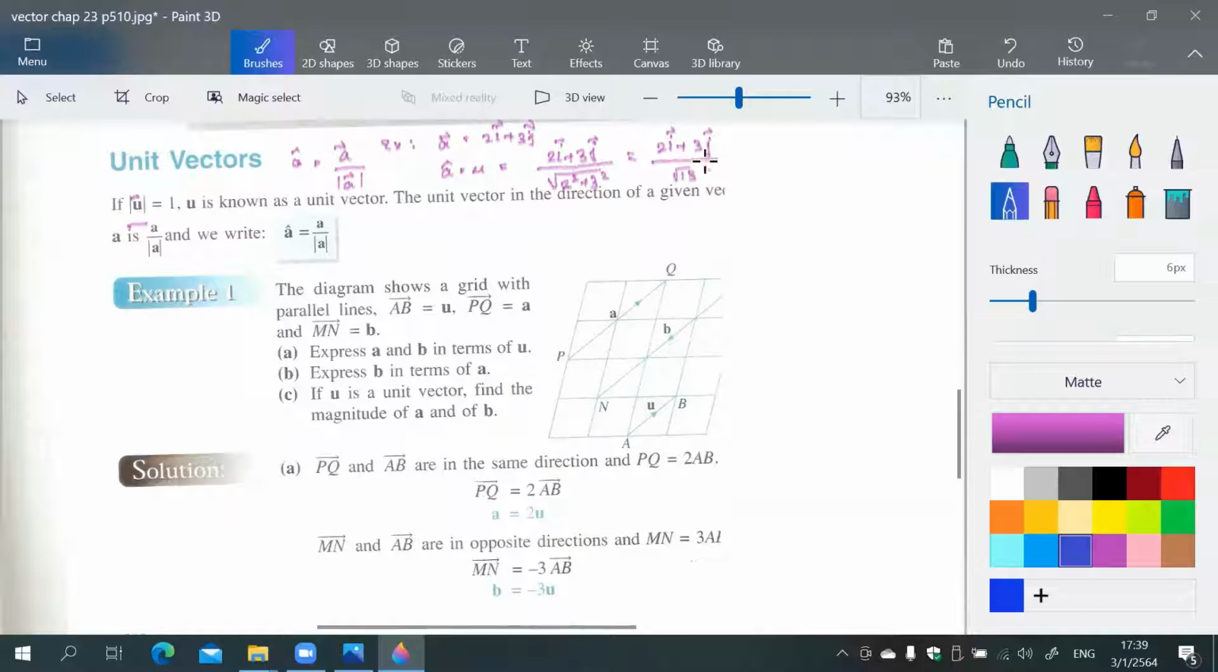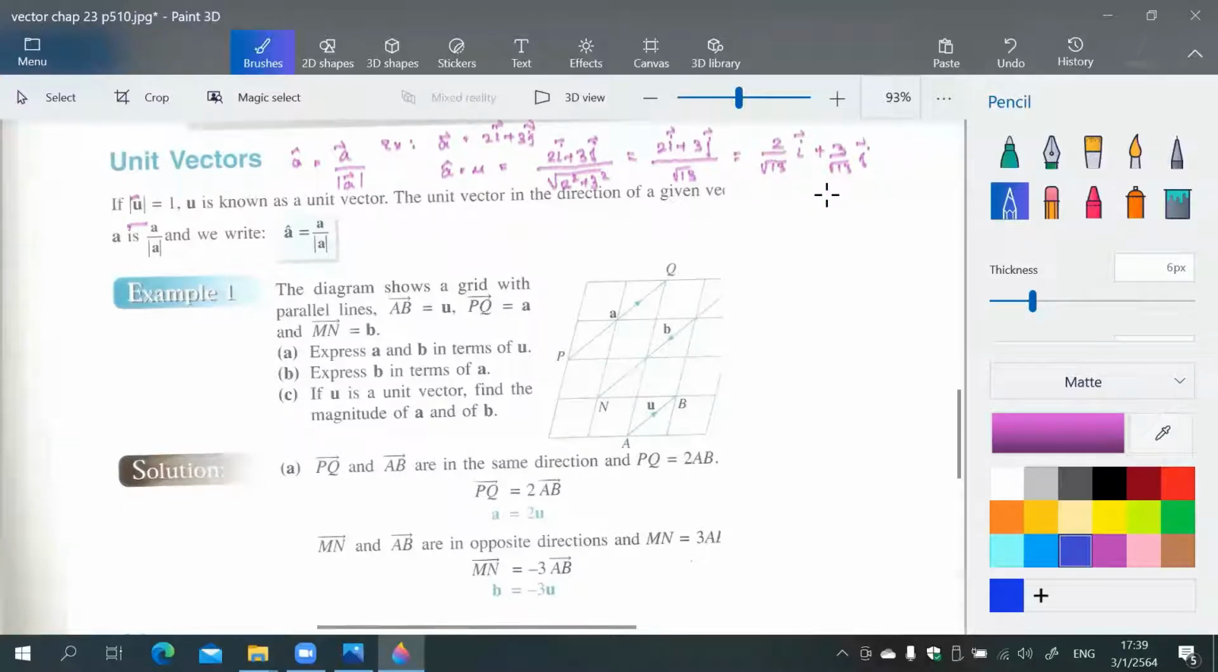Then you can leave this answer, or you can write it as 2 over square root 13 vector i, plus 3 over square root 13 vector j. So this is the final answer for the unit vector of vector A, or the unit vector in the direction of 2 vector i plus 3 vector j. This is a special unit vector form.